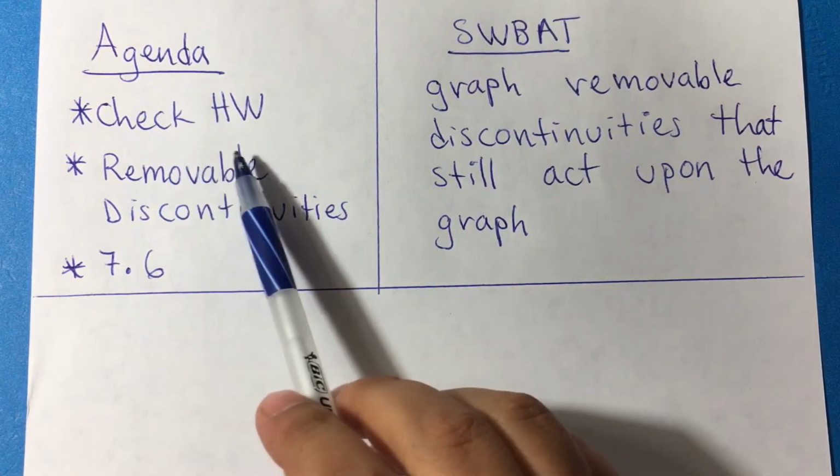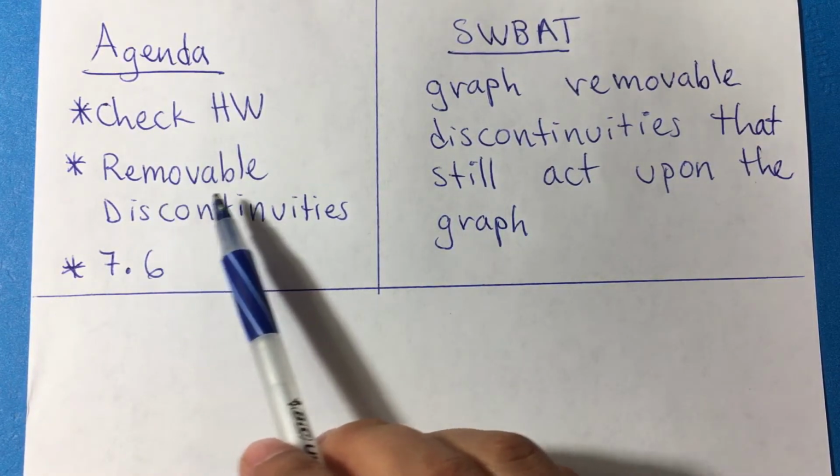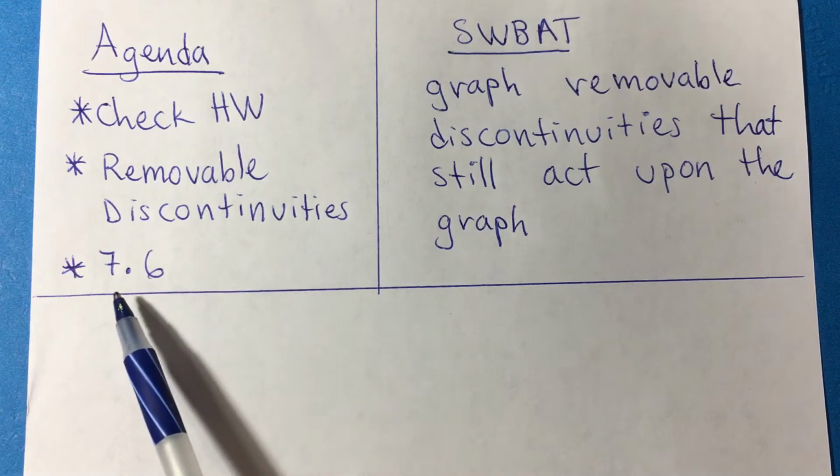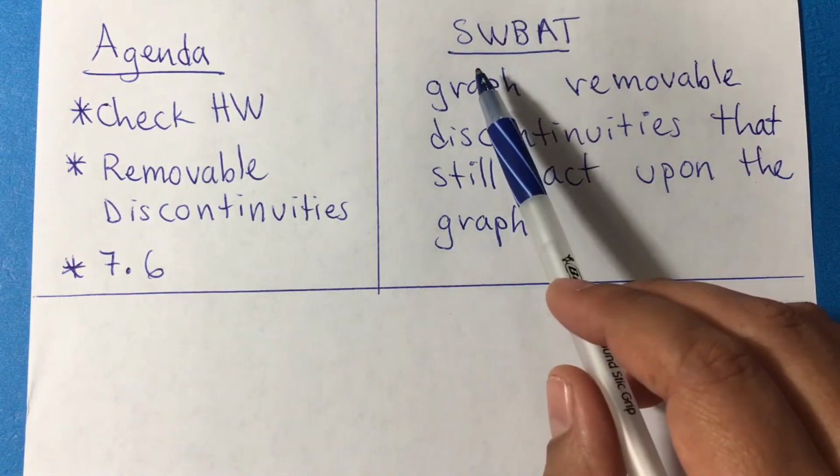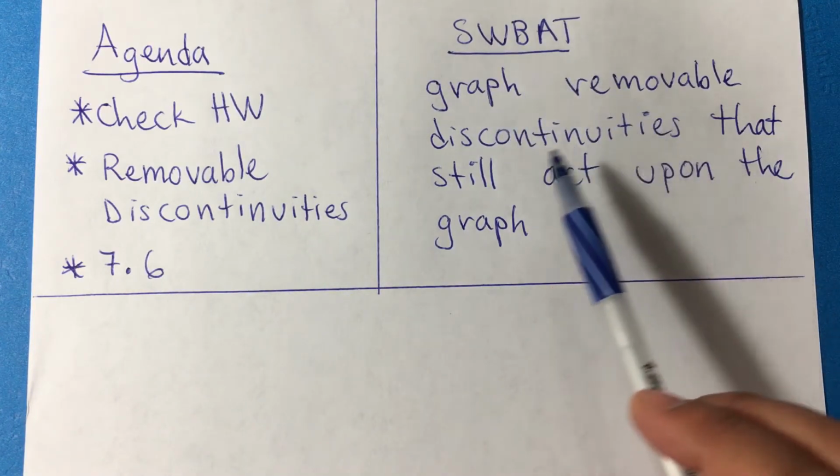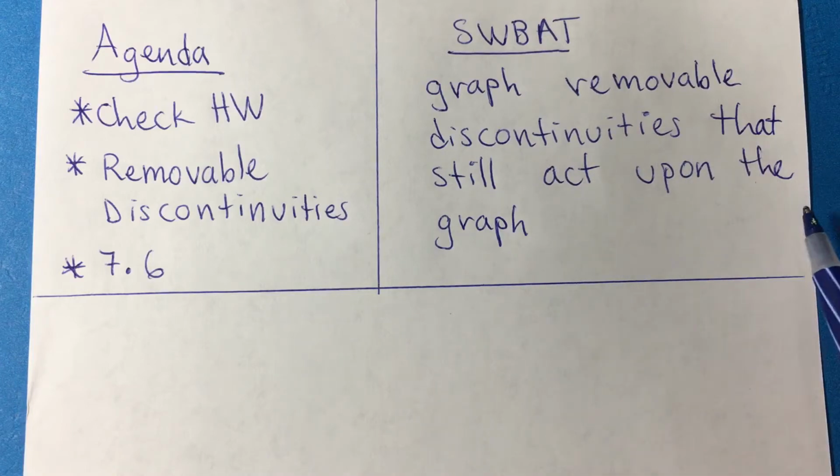Students, today's agenda is to check homework. We'll be learning about removable discontinuities, and you will be able to do 7.6. Today, students will be able to graph removable discontinuities that still act upon the graph.